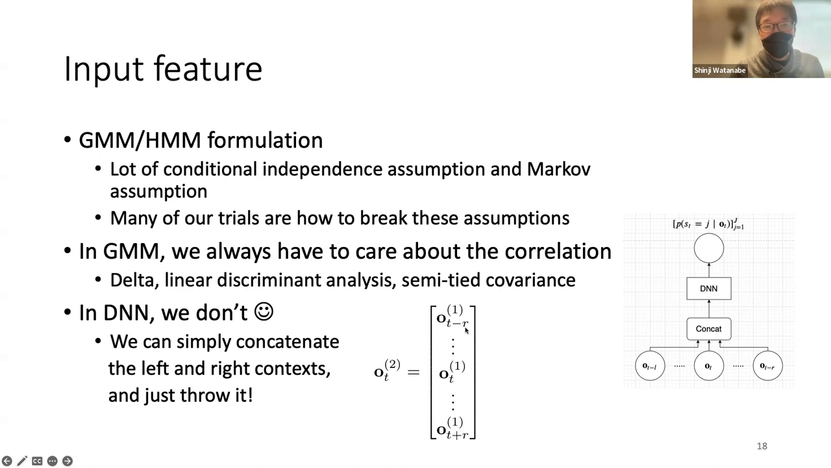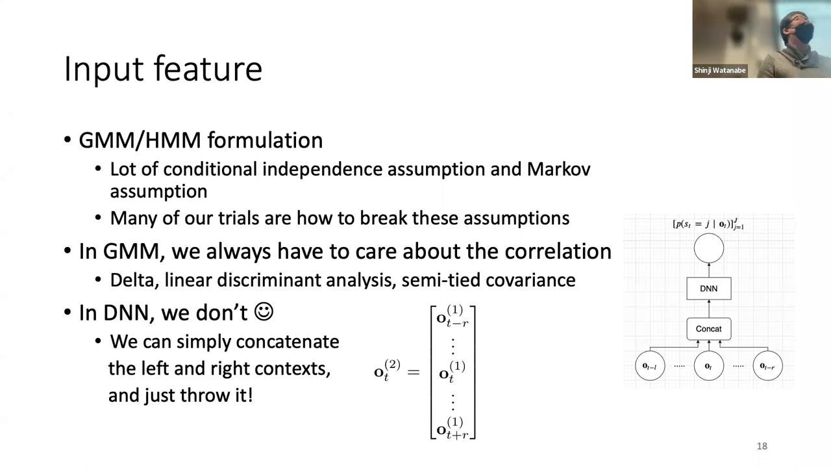I use L and R, and in this case it is the same window, so I use R, but it can be asymmetric. Sometimes the left context can be longer and the right context can be smaller and so on. So this is actually quite a significant change from the Gaussian mixture model case.